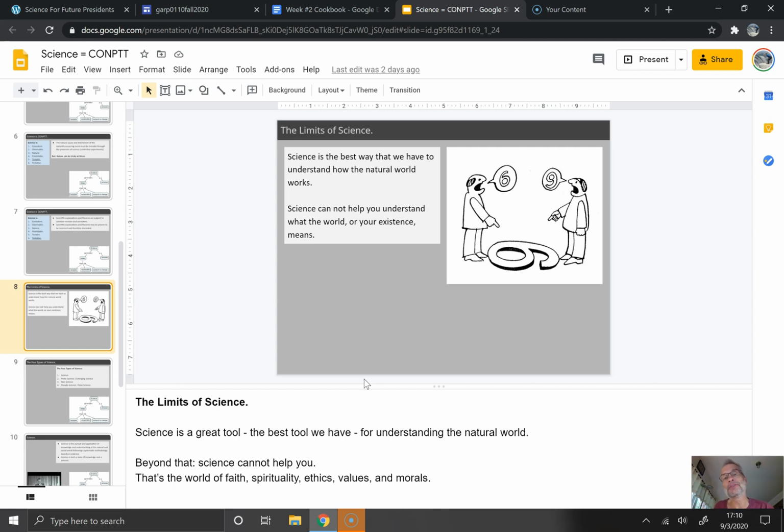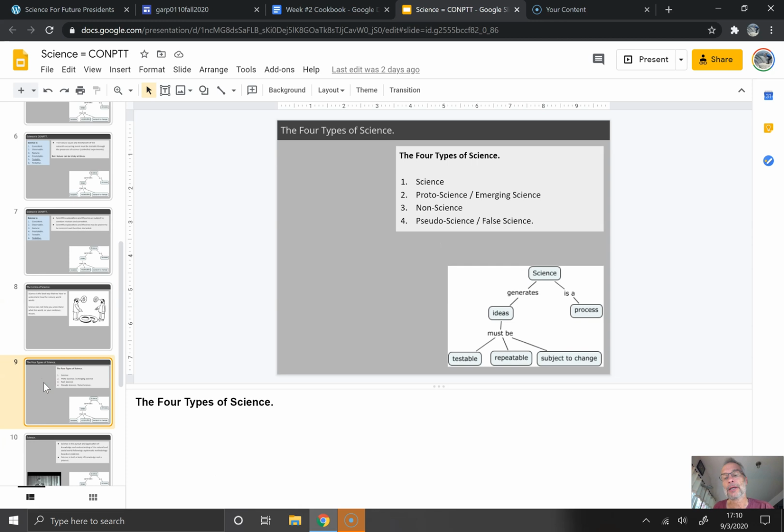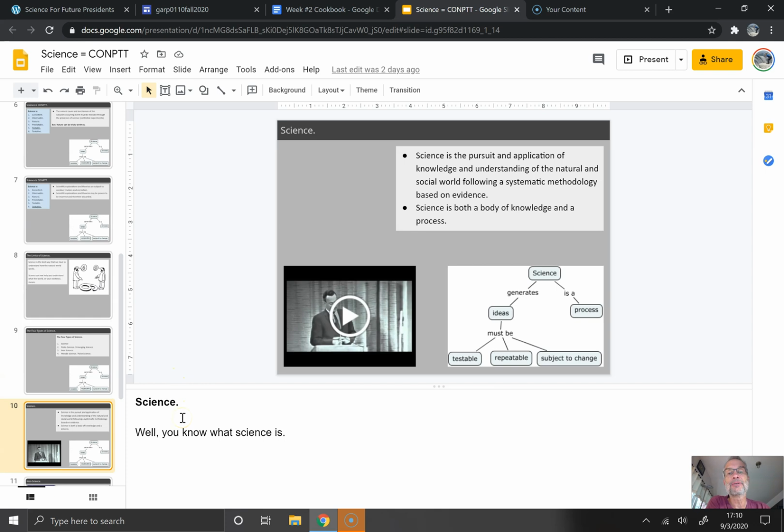We want to talk more about this idea of the limits of science as well, that we understand those. A few more definitions here: the 4 types of science: science, proto-science or emergent science, non-science, and pseudoscience. So let's step through these. Well, we have science, you know what that is, right? We've talked about that. We don't have to talk about that again.